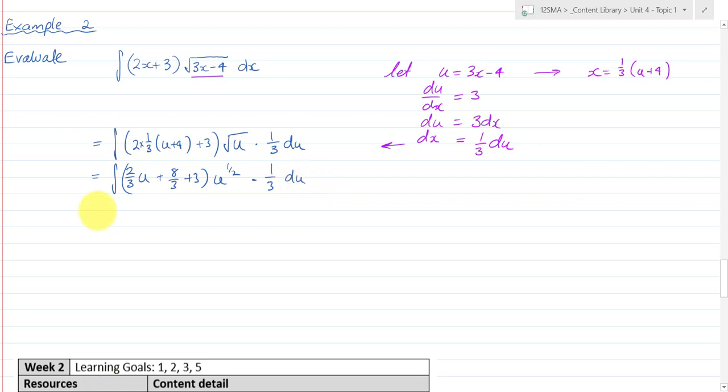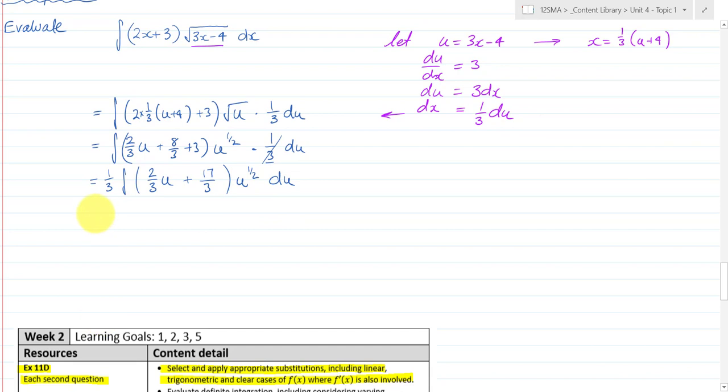Now we don't really like fractions, so I'm going to eventually take the fractions out. I'll start with a third. So you want to be simplifying as you go. That's this third here, I'm cancelling that out. Now in the brackets, I've got 2/3 u still. And then 8/3 plus 3 is 8/3 plus 9/3, which is 17/3. So 17/3 u to the power of a half du.